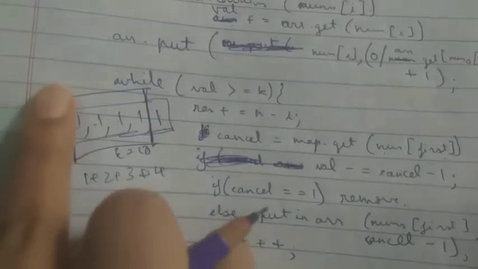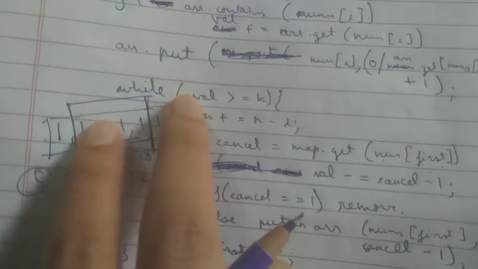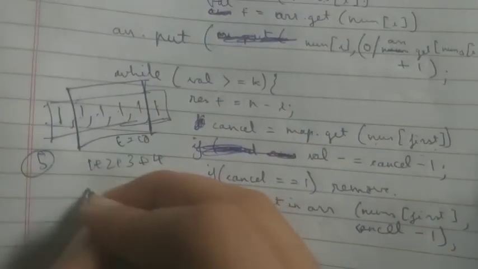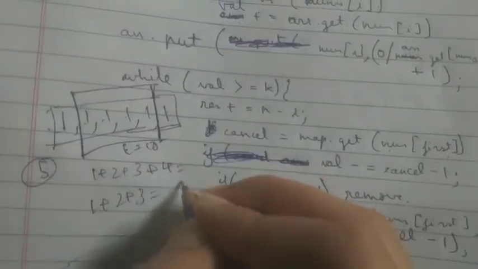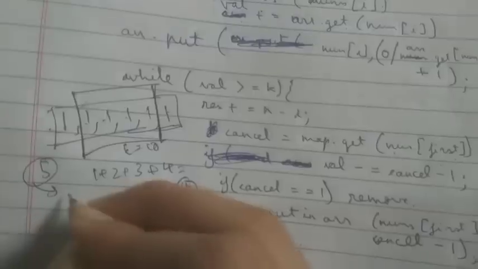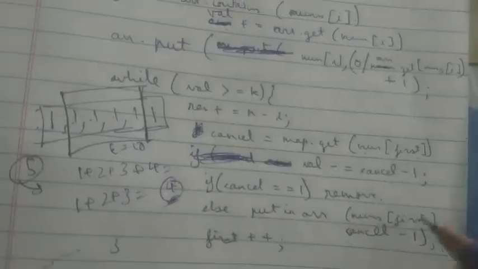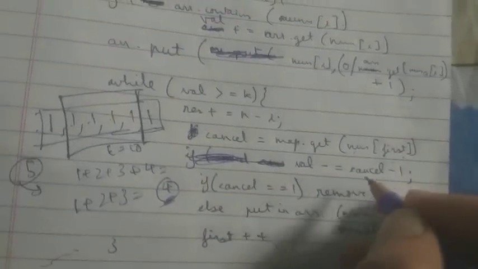But when we are going to cancel the first one, then it would be 1, 2, 3, 4. That is 1 plus 2 plus 3, right? So what is the difference? 4. That is frequency minus 1. Okay, the frequency minus 1. That is value minus equals cancel minus 1.